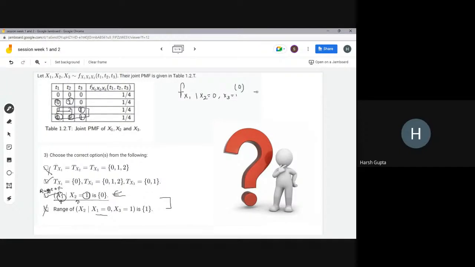So see the table and tell me the answer. 0. One by four. Zero. No, no. Can you erase that from the table? Okay, wait.